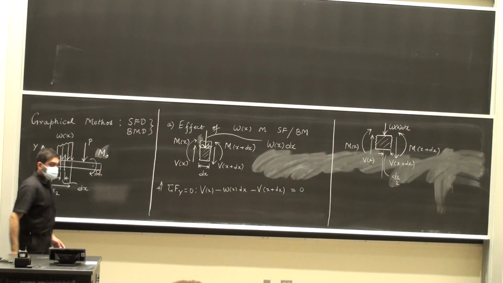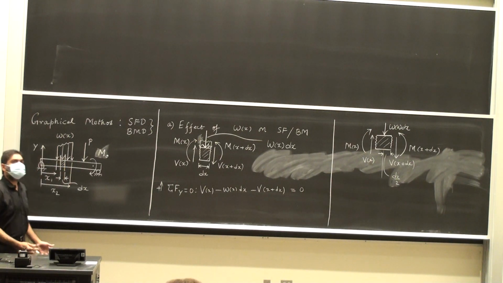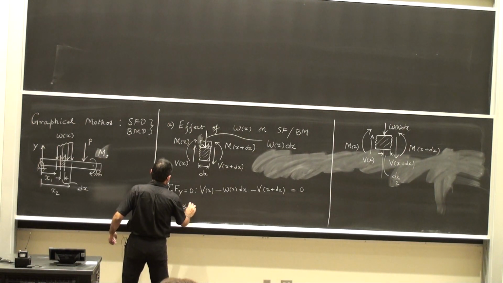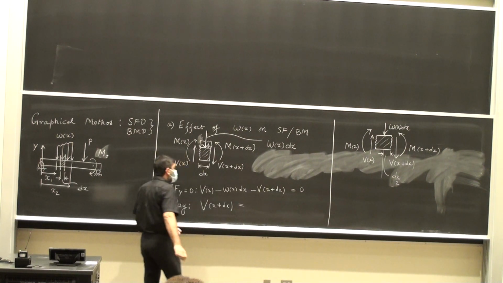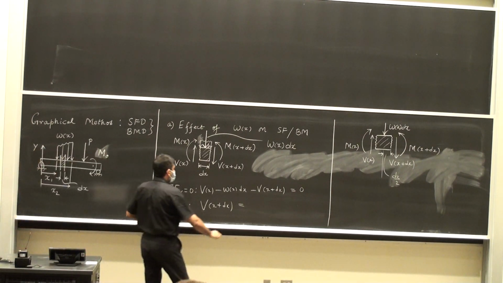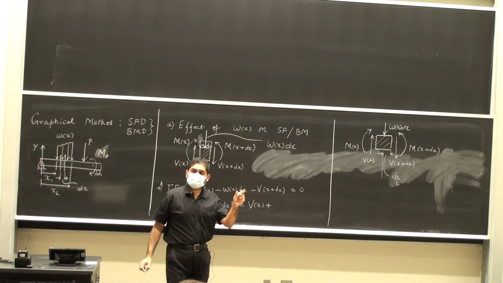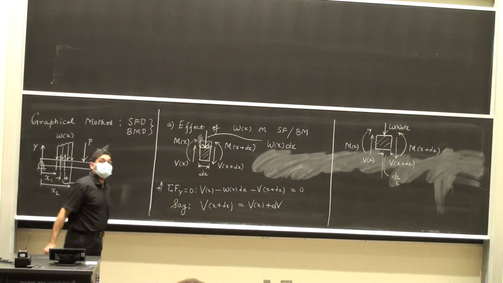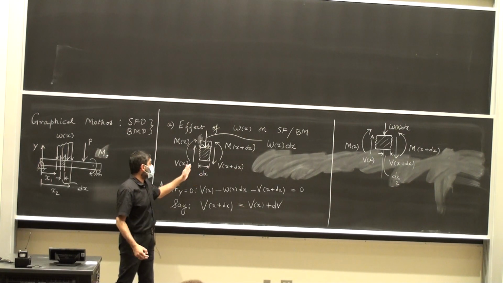All of them summed up is equal to 0. I'm going to say that V of x plus dx is nothing but V of x plus some change in the shear force value, dV. I don't know if this dV is positive or negative. It could be positive, could be negative. Probably the shear force here could be smaller than the shear force there.